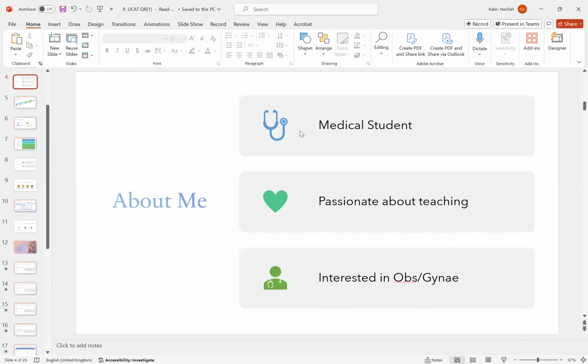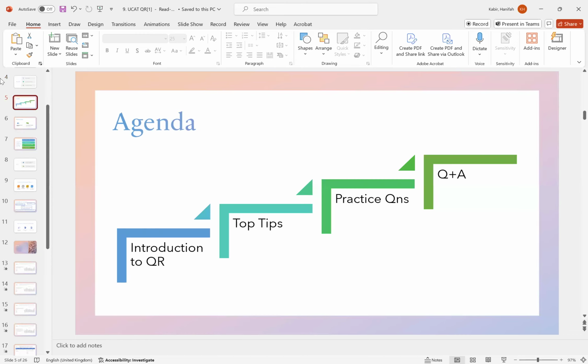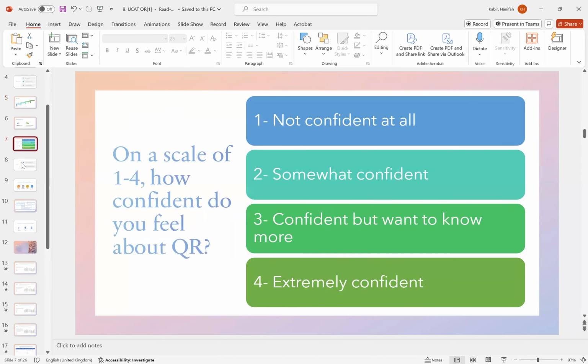So I won't introduce myself again, but let's have a go at some QR. Similarly to the last section, we're going to introduce QR, go through some top tips and practice questions, and then we'll have some time for a Q&A. Unfortunately, the chat box isn't working, so you're going to have to raise your hands for that. I just want you to think about how confident you are. I'm going to ask if you're more confident by the end of the Q&A. Obviously, if you're a one or two, you would need to really amp up your revision.